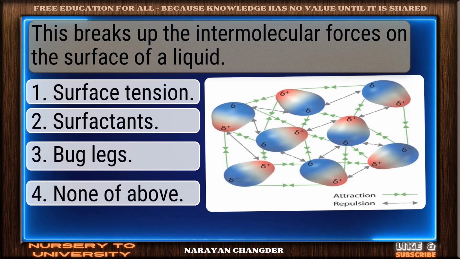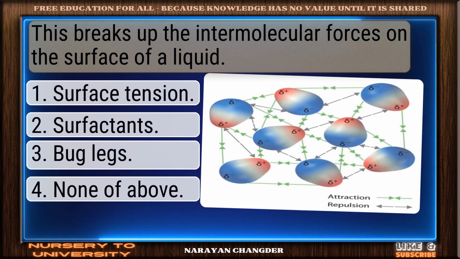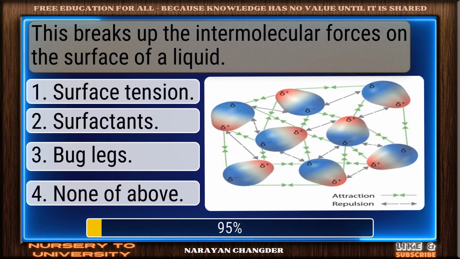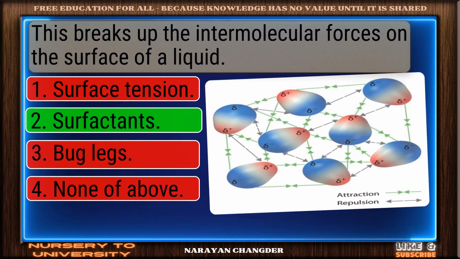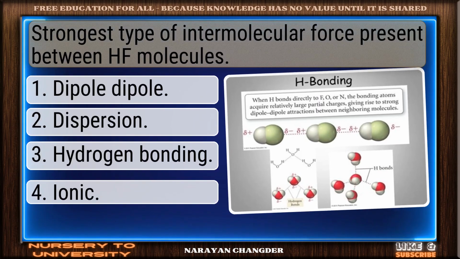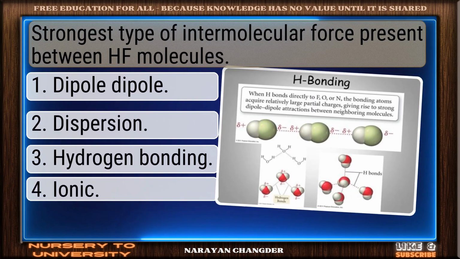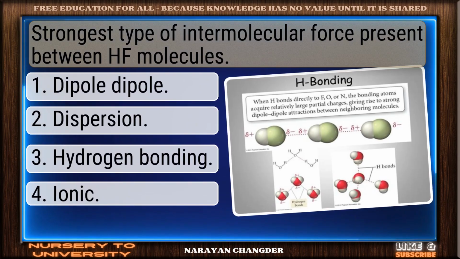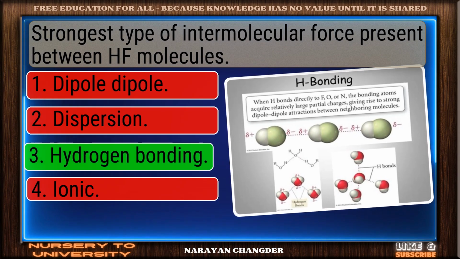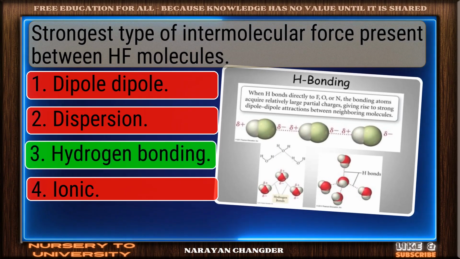This breaks up the intermolecular forces on the surface of a liquid. On track. Surfactants is the correct answer. Strongest type of intermolecular force present between HF molecules. Right again. Hydrogen bonding is a valid answer.